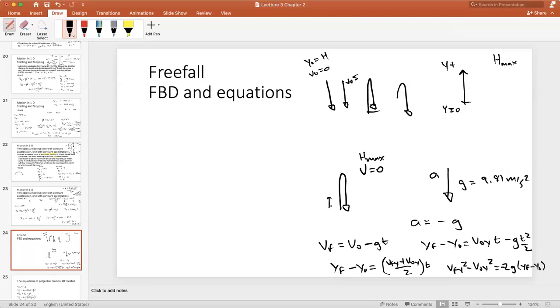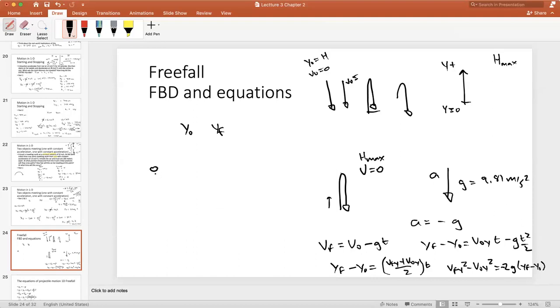Now, unlike constant acceleration, I'm going to ask you to draw a free body diagram for these problems. And the reason is that you need to be able to label y initial and y final correctly. And so the first few times you do this, I really want you to label things. And we're going to do that as we go.